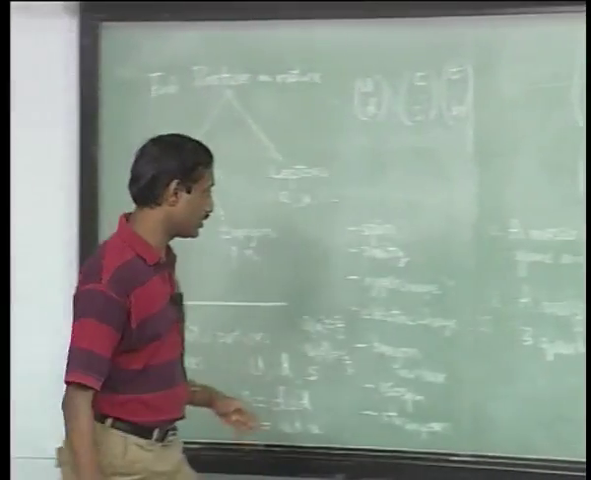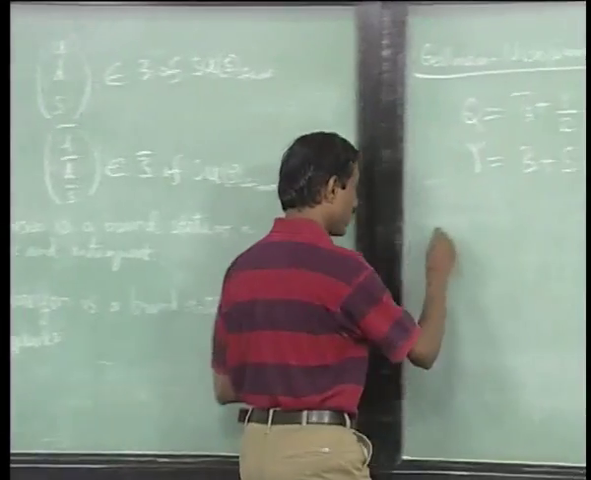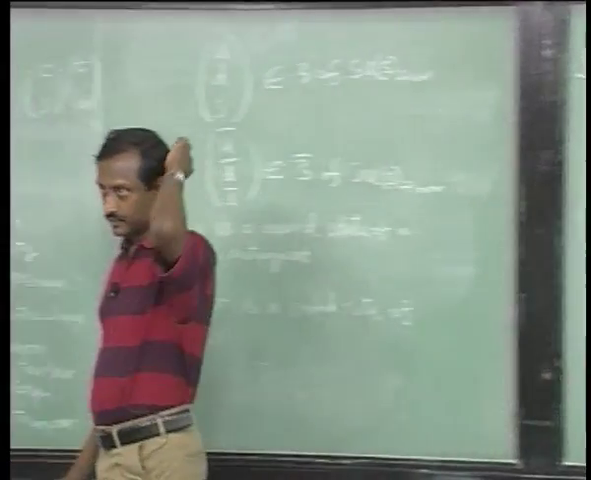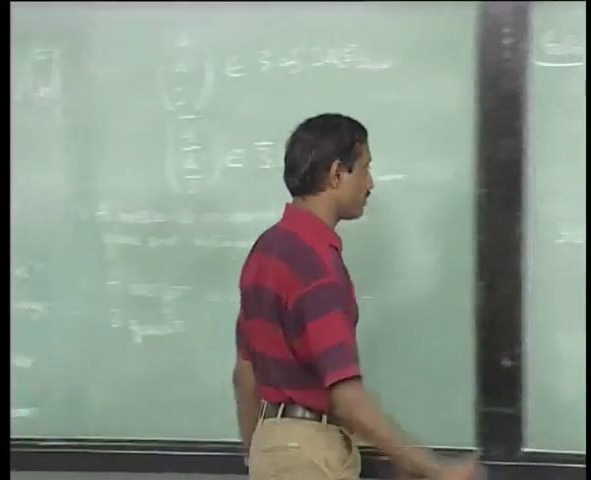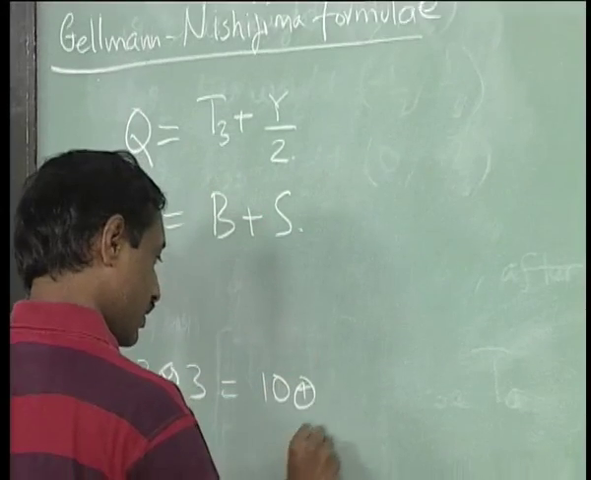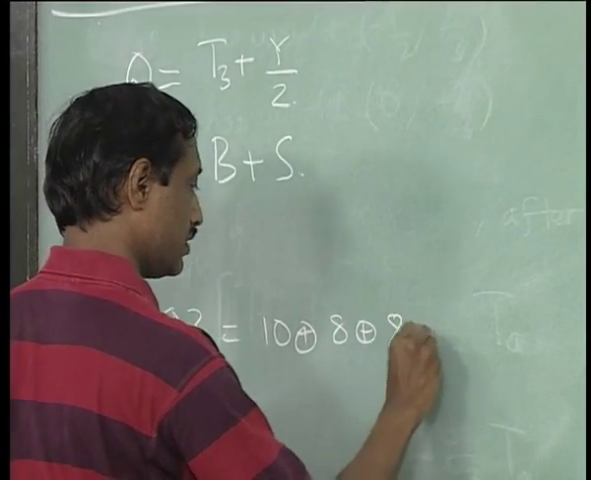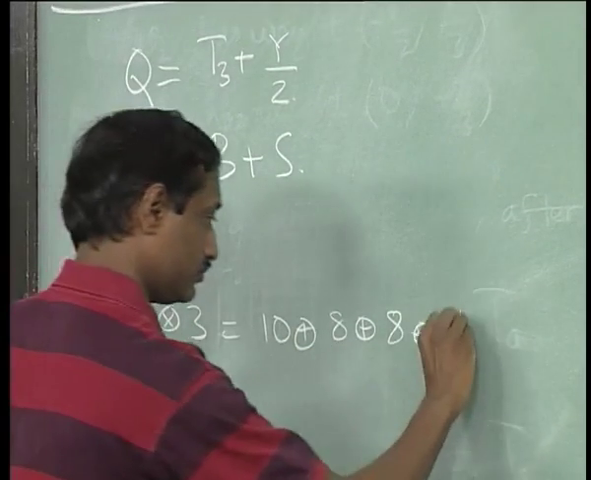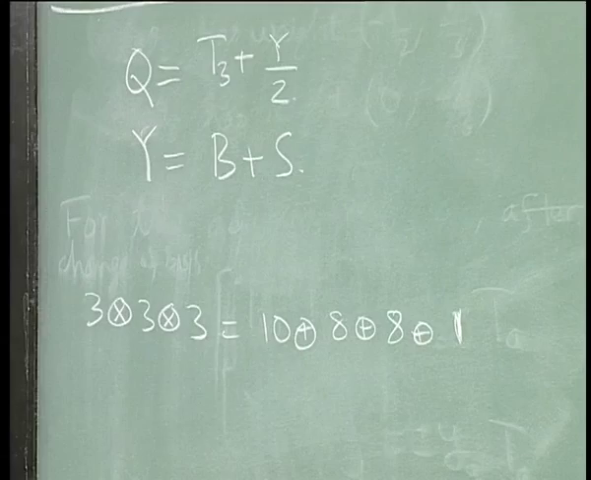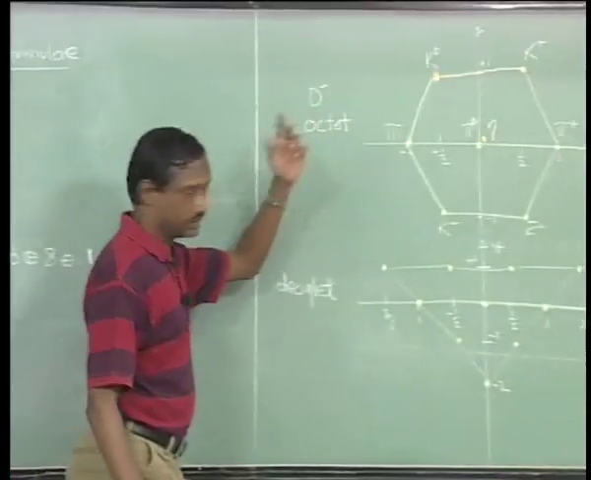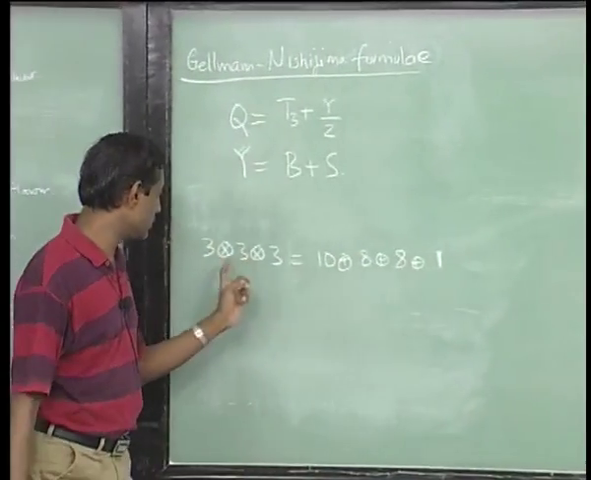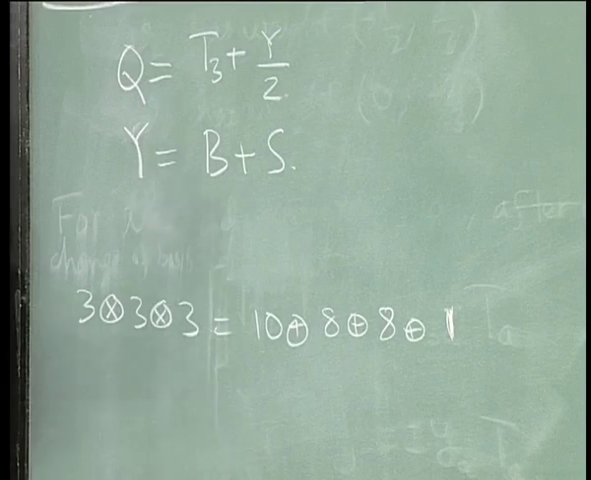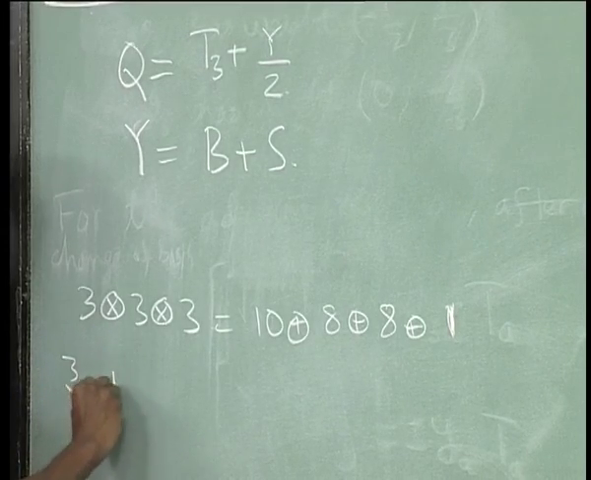But what about baryons, the octet? So we have to look at 3 tensor 3 tensor 3. Okay, and this we saw broke up into 10 plus 8 plus 8 plus 8 plus how much was it, 1. Okay. So obviously there is an octet. First thing is let us do the spin part, it is half tensor half tensor half. So the maximum you can get is 3 half and then you can get half.